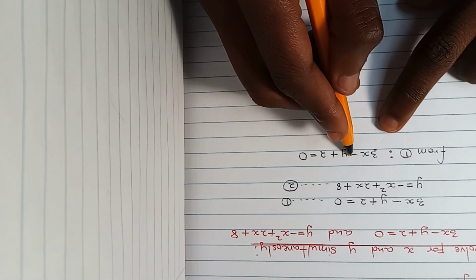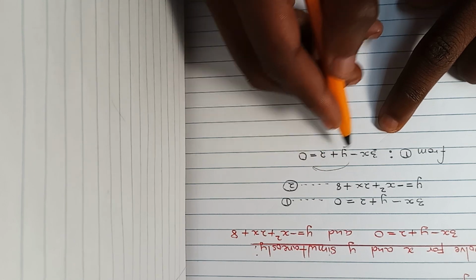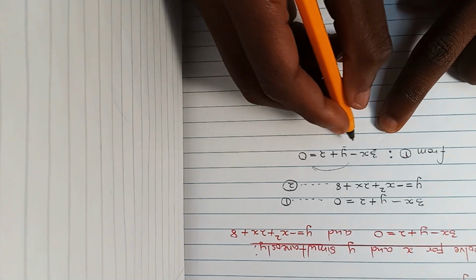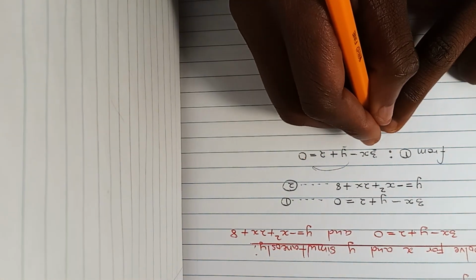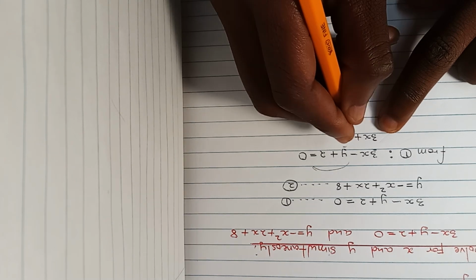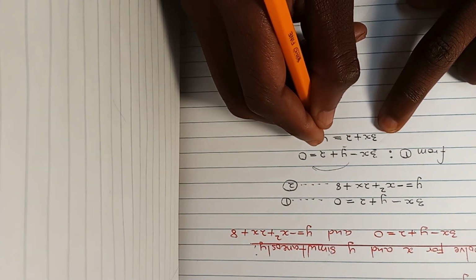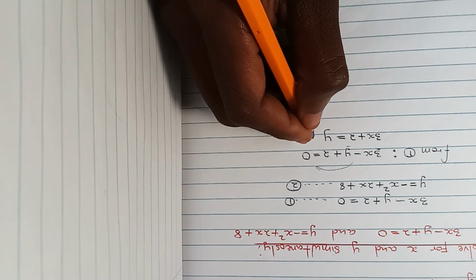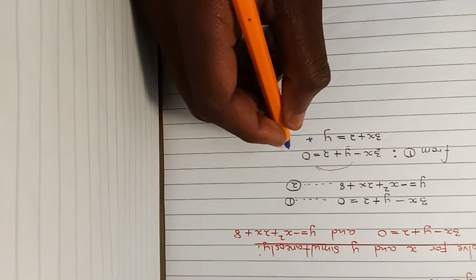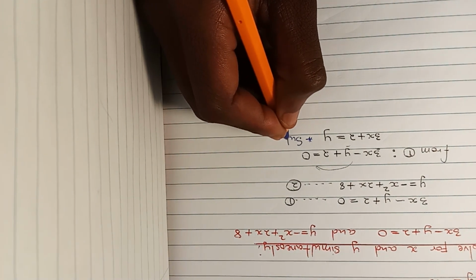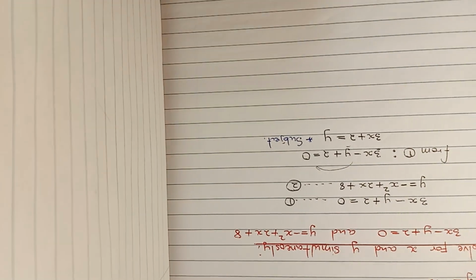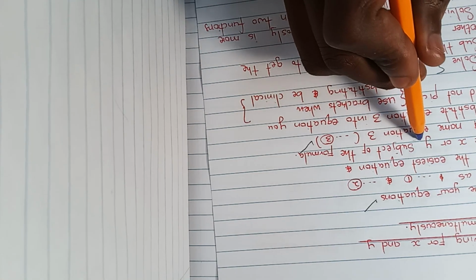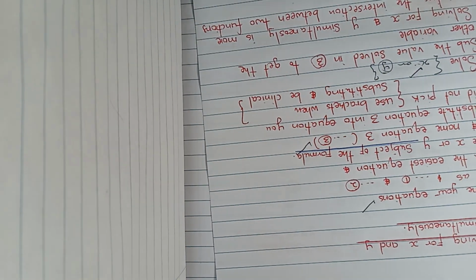I can take this y, since it's negative, to the other side. If it was positive, I would have taken 3x and 2 to the other side. So now if I take y to the other side, I will have 3x plus 2 equal y. Now, you need to be careful here. Are you aware that y is the subject of the formula? And now we are successful in making one of the variables the subject of the formula.